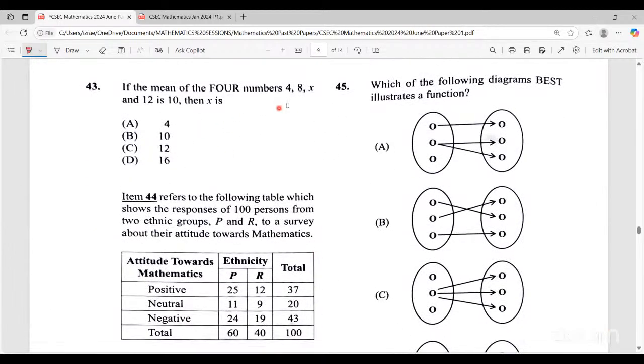43. The mean of the four numbers 4, 8, x, and 12 is 10, then x is, well, let me be real. Right, if I add all of them and divide by 4, I'll get x. So I'm going to do this fast now. So 4, add 8, add x, add 12, all divided by 4 will give me 10.